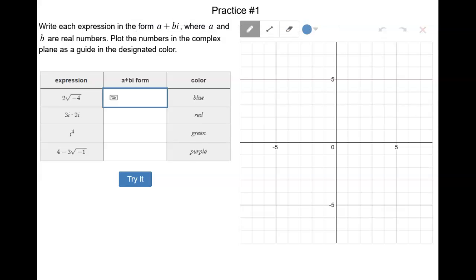Question 1, write each expression in the form a plus bi, where a and b are real numbers. Plot the numbers in the complex plane as a guide in the designated color. On number 1, we've done some examples with negative square roots before.